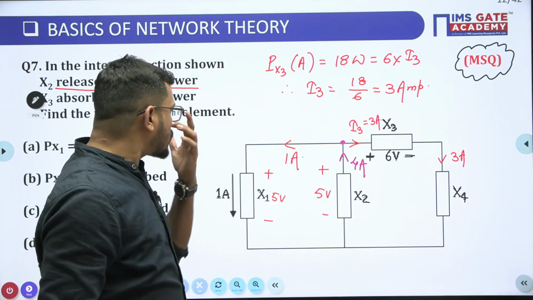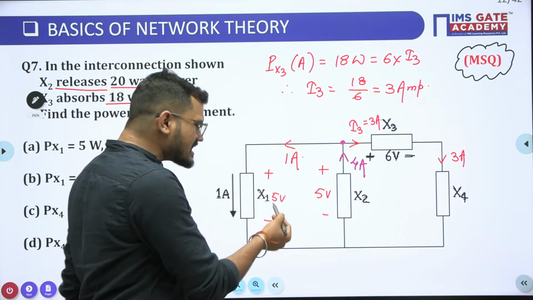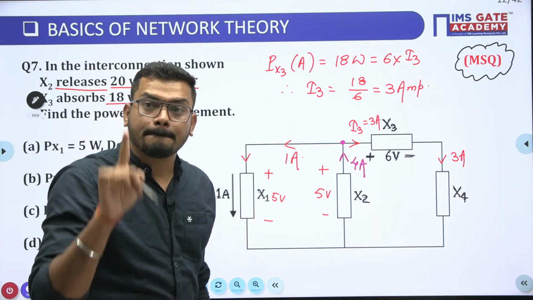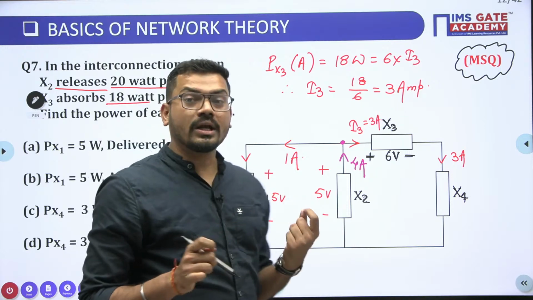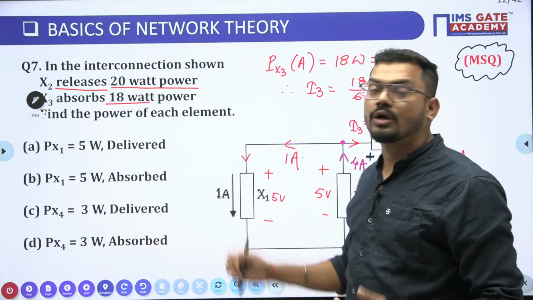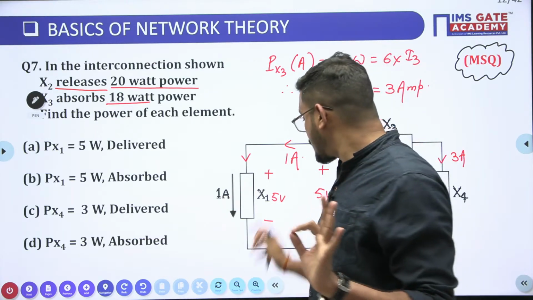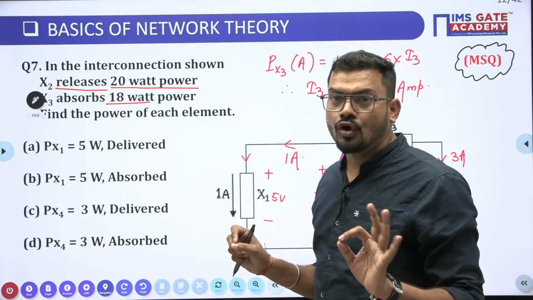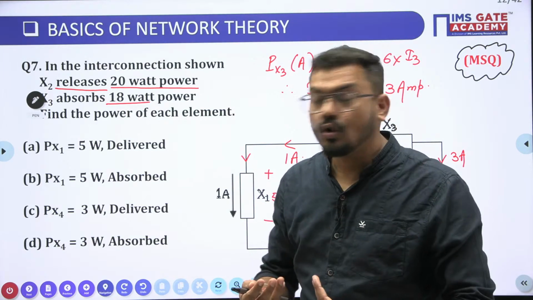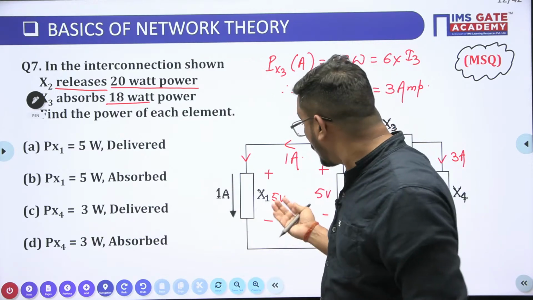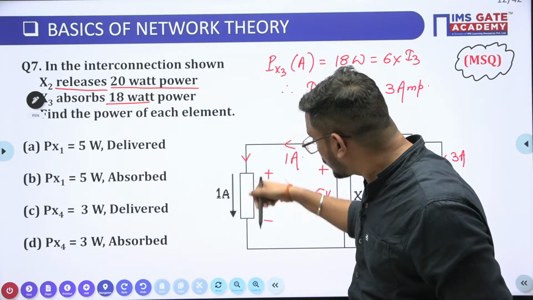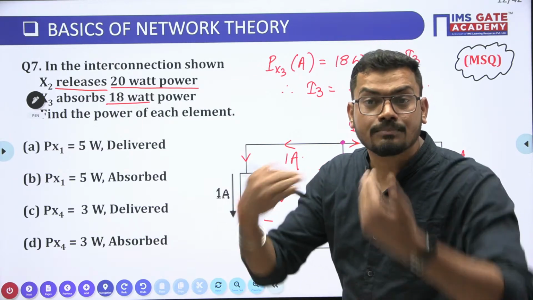Yes or no? So from here we can simply say, as this is 5 volt and the current is entering into the positive terminal, power across this X1 is nothing but this voltage which is 5 and this current which is 1. So this is 5 into 1, 5 watt. And what about the type of the power? Is it delivering power or absorbing power? As the current is entering into the positive terminal, it means the power is absorbed.